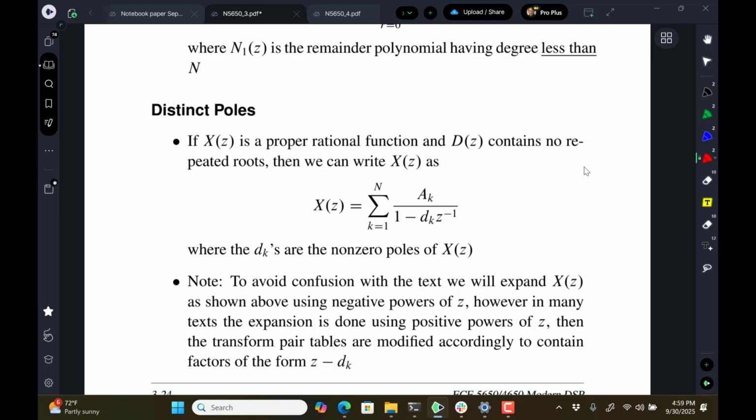So for distinct poles, we're thinking that we can do an expansion of Y(z) into a sum of first degree poles where we have d_k as the non-zero poles of X(z). We're not worrying about poles at 0, we're just worrying about poles that are not at 0. And then we're doing our expansion with respect to those non-zero poles.